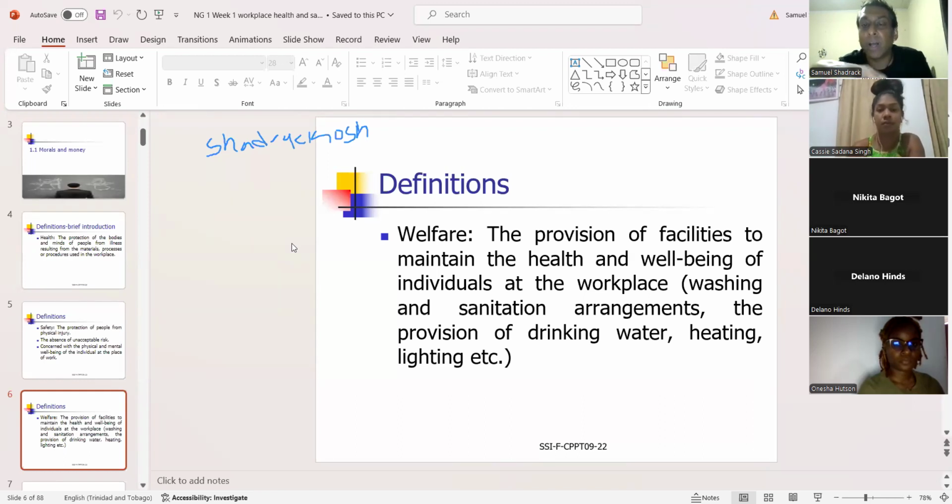So, we're saying welfare then includes all of those things: drinking water, washrooms, heating, lighting, hand sanitizers, microwave, refrigerators, eye wash stations could be in that too. If there's a risk of a chemical going in your eye, the eye wash station is also classed under welfare. Tell me if you're okay with these three, because these three do not come for exam.